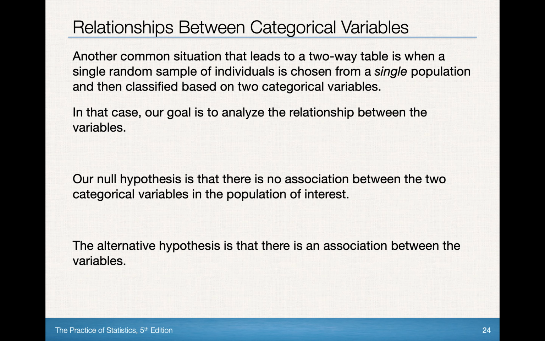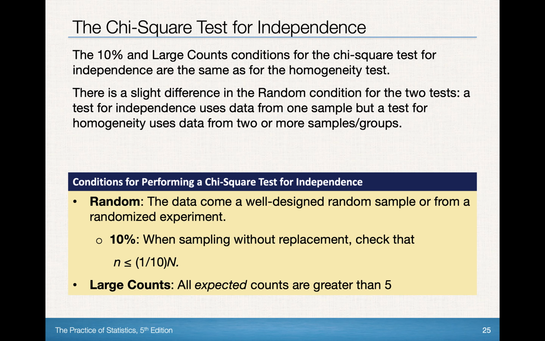Our last chi-squared test is called the chi-squared test for independence or association, and that is a single population but multiple variables. It's going to look exactly the same as a chi-squared test for homogeneity. The only difference is your hypothesis and your conclusion. Our conditions are going to be the same.